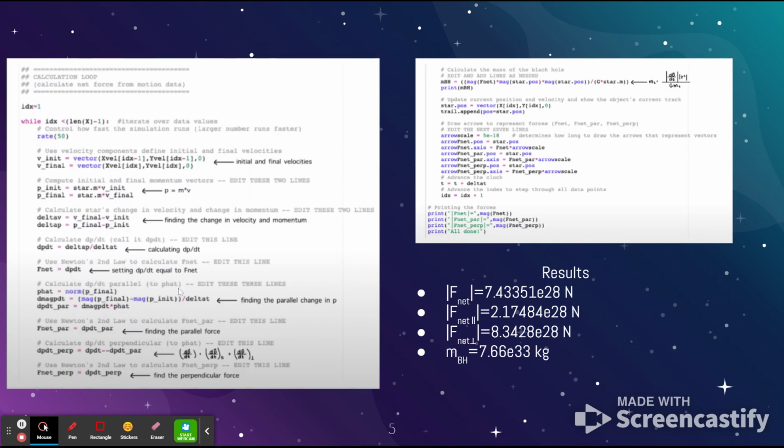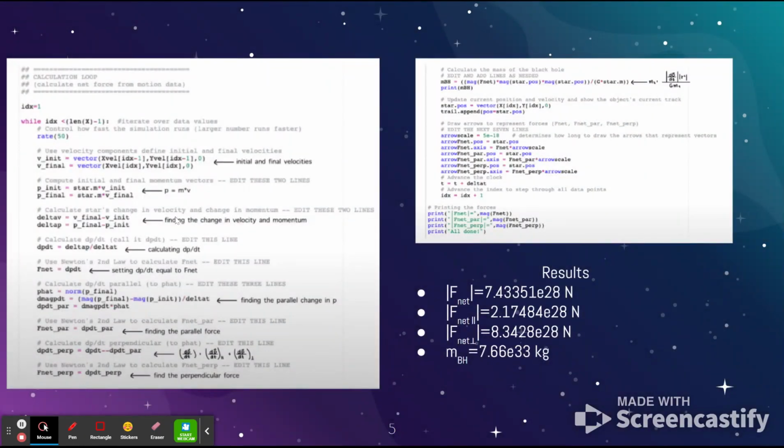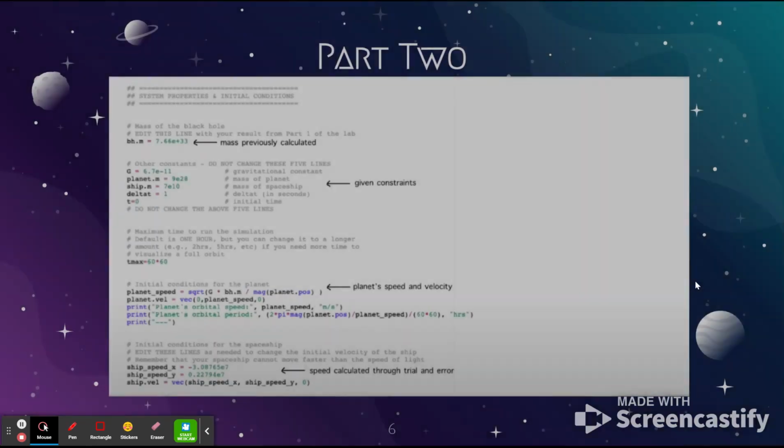Then we have the net force is equal to dp/dt. As we saw in the previous slide, F net is equal to dp/dt. Then it calculates the parallel change in p and the parallel force. Then it uses this equation to find the perpendicular force. And finally, we get to the mass of the black hole. So through all that, we found the magnitude of the net force, the magnitude of the parallel force, the magnitude of the perpendicular force, and then finally the mass of the black hole was 7.66 times 10 to the 33rd.